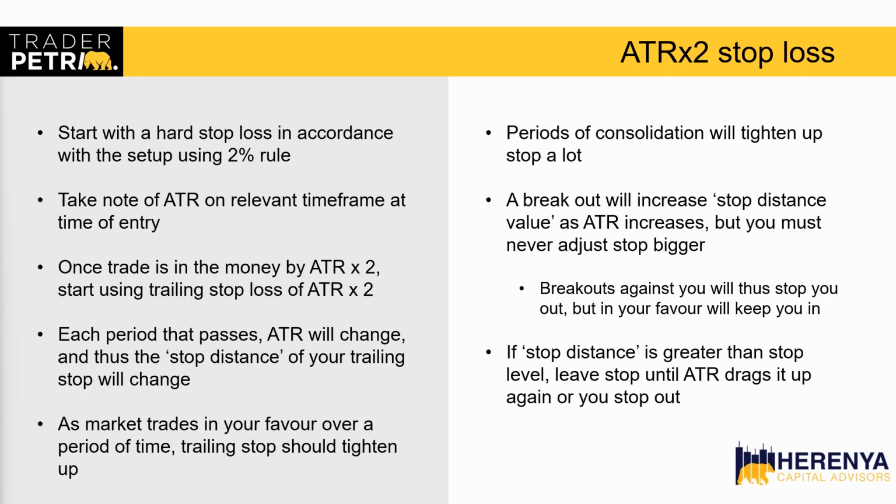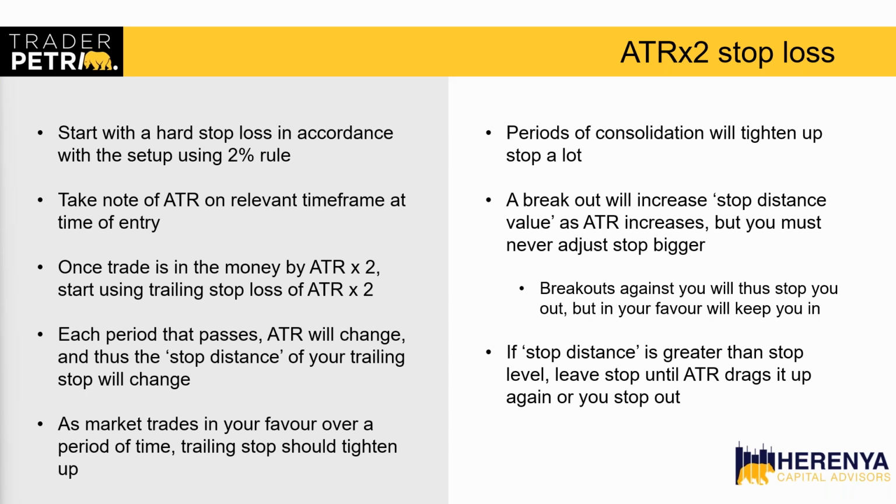So if your stop loss is at first at a hard stop point, for example, at a technical trend change inflection point on the chart, that's where your stop loss is. And as the trade moves in your favor, eventually this ATR times 2 calculation will start to move your stop loss higher and higher and higher.